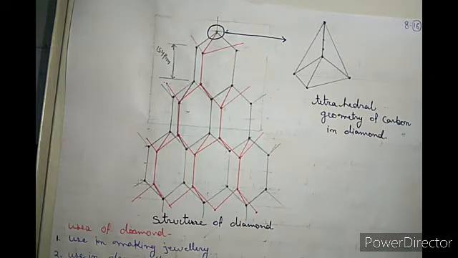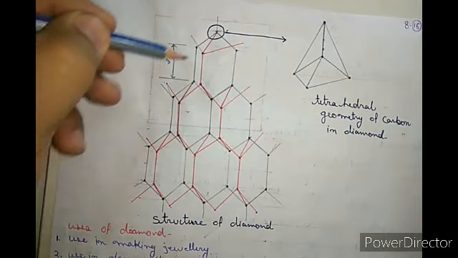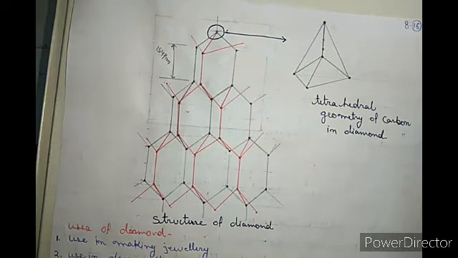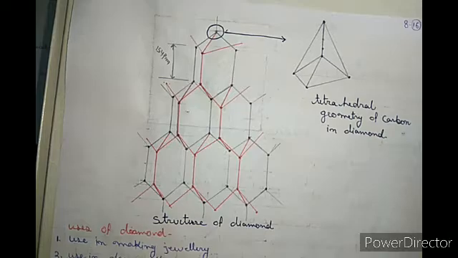In which the bond length, that means the distance between the two carbon atoms, is 154 picometer or 1.54 angstrom. Okay, now clear? Now let me discuss its theory.